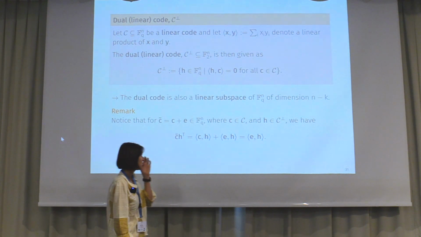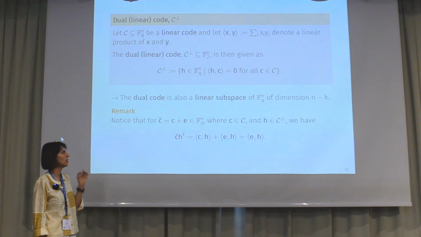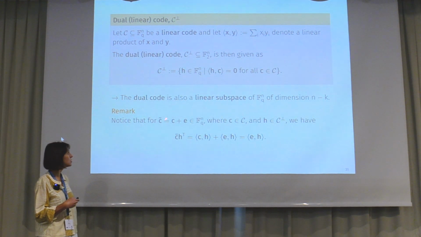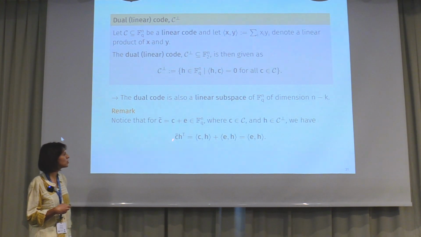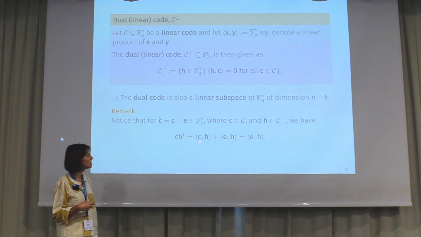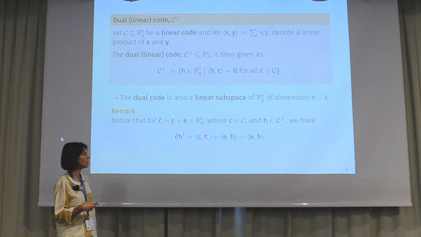And what we can also observe here, that is relevant also for the statistical decoding algorithm that I'm going to describe, is that if you have some noisy code word c tilde, that basically comes from the code word with added error, then once you multiply this noisy code word with the dual code, what you obtain is the inner product between the code word and this dual vector, which by definition is equal to 0.